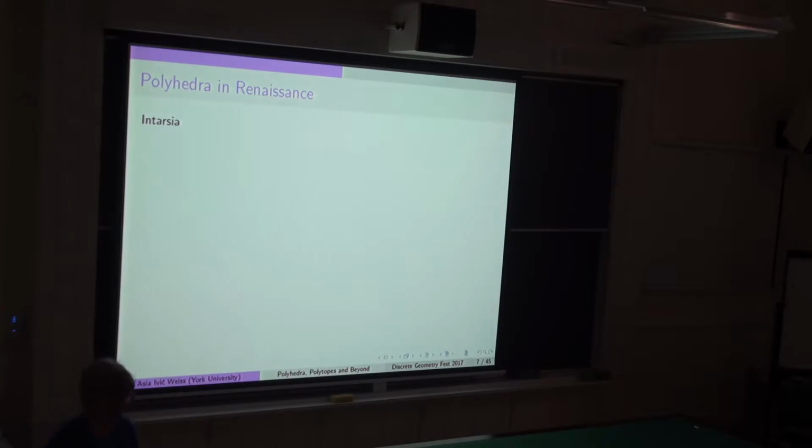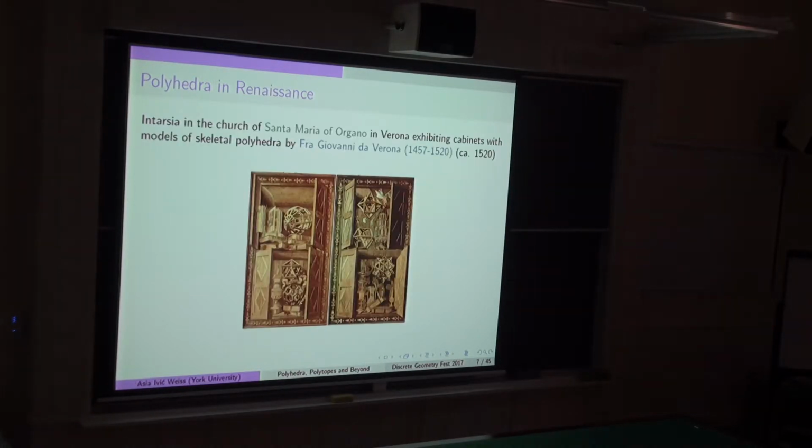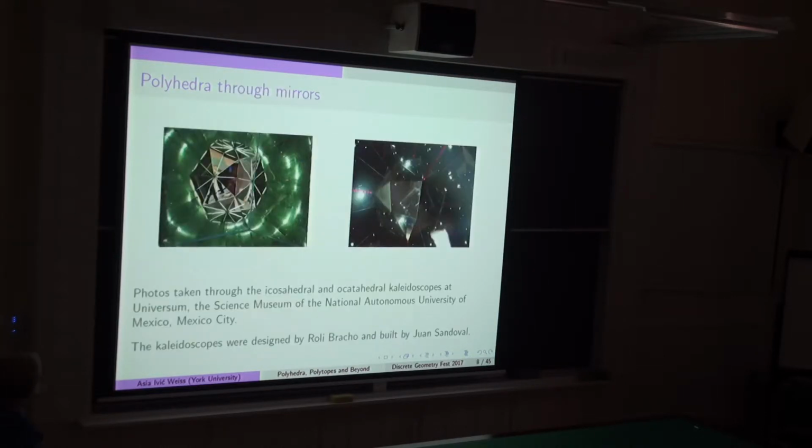Another form of art that deals with polyhedra and also appeared in the Renaissance is intarsia. Intarsia are mosaics made with inlaid wood. And here you have a picture of two of such, so they are two-dimensional, they are mosaics. This is one in the Church of Santa Maria in Organo in Verona, and it's credited to Fra Giovanni da Verona. All of those images of polyhedra were based on that book by Luca Pacioli.